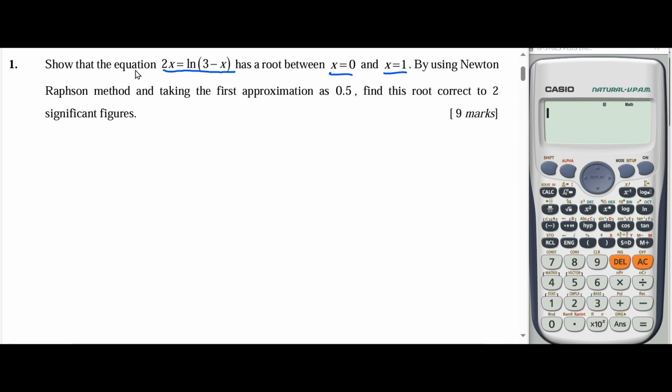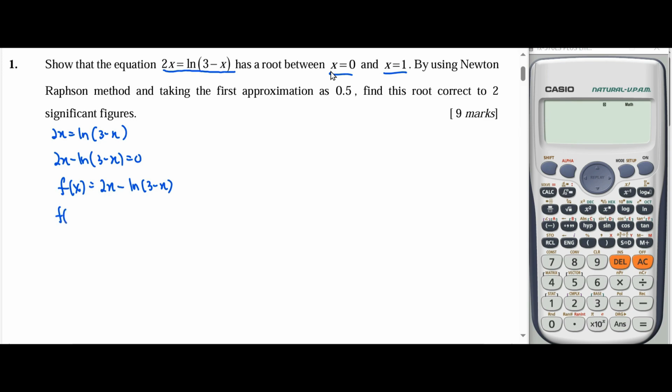So from the equation, we build the function for 2x equals ln(3 minus x). We move it to the left-hand side and let it be 0. So we define our function as 2x minus ln(3 minus x). Of course, you can also move it to the right-hand side, and it becomes ln(3 minus x) minus 2x. That function is also acceptable. Once we get our function, we try to show that the equation has a root by using the algebraic method.